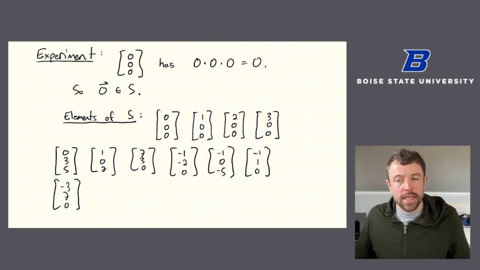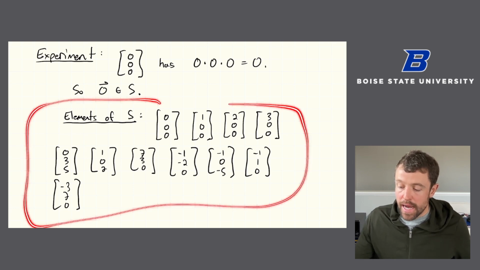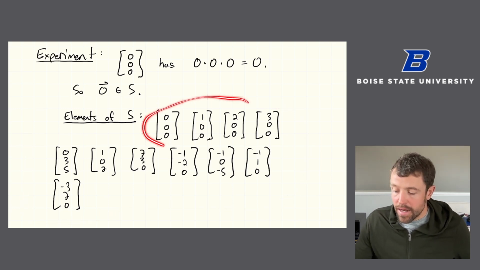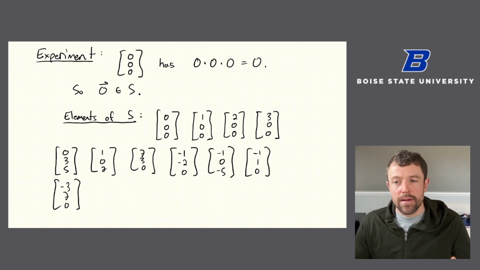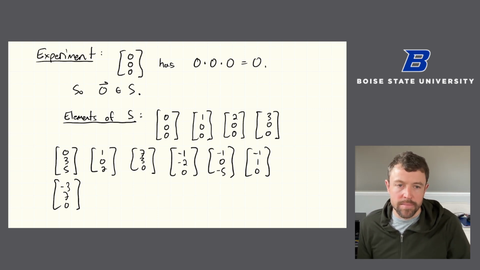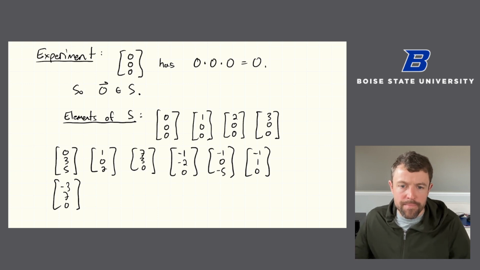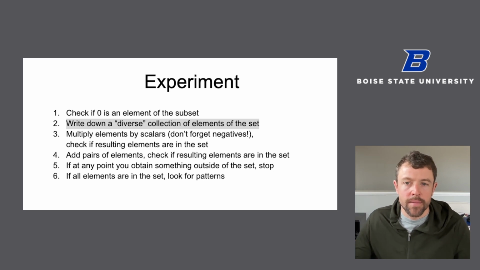But hopefully this makes sense, that it's important to write down a bunch of elements first. And it's important that when you're writing down the elements to not just do this. You want to think about, am I actually representing all different types of elements that can be in this set? Okay. What's next? Well, we wrote down a diverse collection of elements of the set. We might need to come back to that, right? Maybe we'll decide, hey, we actually missed something.